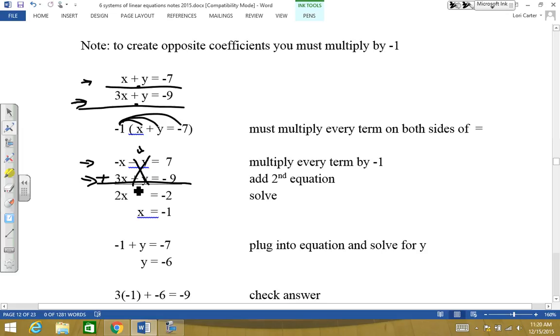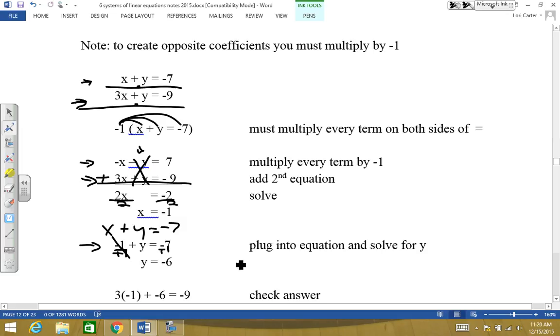How do I solve? Divide by 2. So x equals negative 1. What do I do with the negative 1? You plug it in. It doesn't matter which equation. I use the top equation, which is x plus y equals negative 7. Plug in your negative 1, then add 1 to both sides. y equals negative 6. So what's my answer?